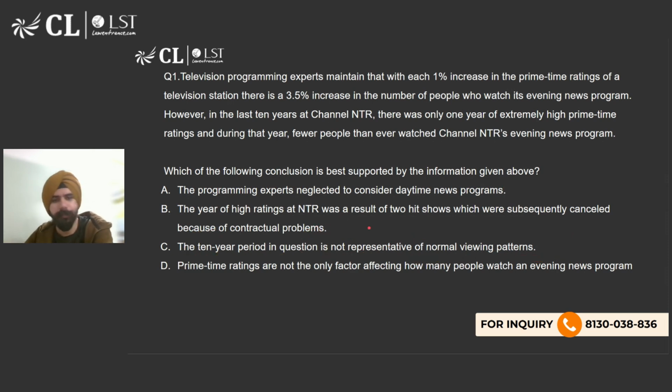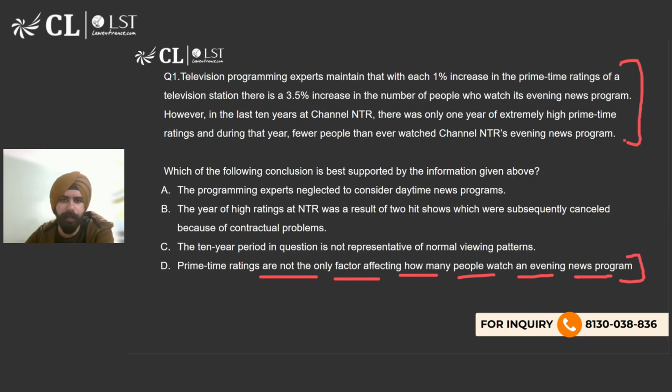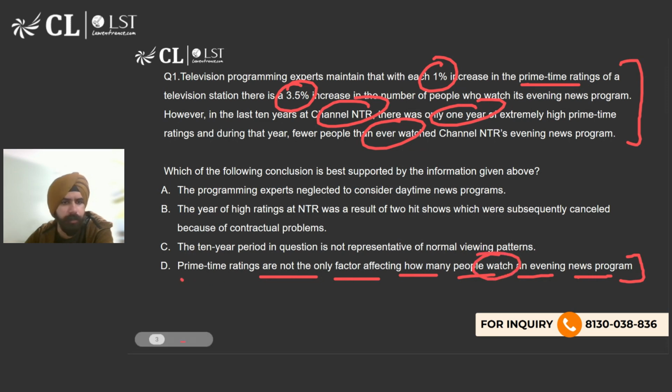Option D says prime time ratings are not the only factor affecting how many people watch an evening news program. Now, what is the problem in our passage? The problem is that with an increase in the prime time ratings, viewership of the evening program should increase. But in this case of NTR, when there was a year of high prime time rating, the viewership dropped. So, what could be the possible reason? What could be the possible conclusion out of this? That the only factor which is affecting the viewership is not the prime time rating.